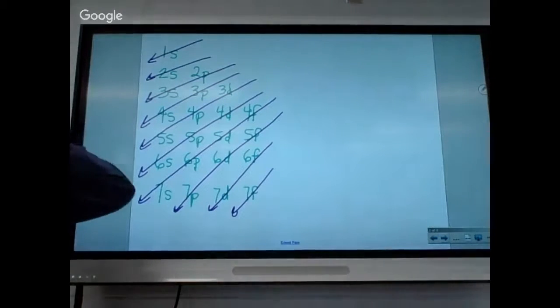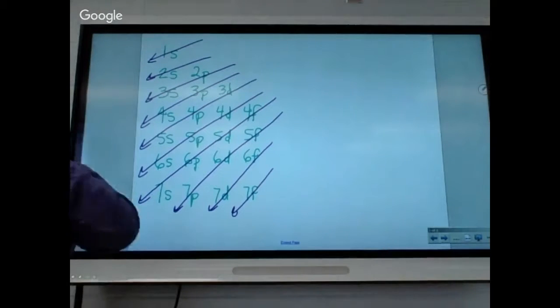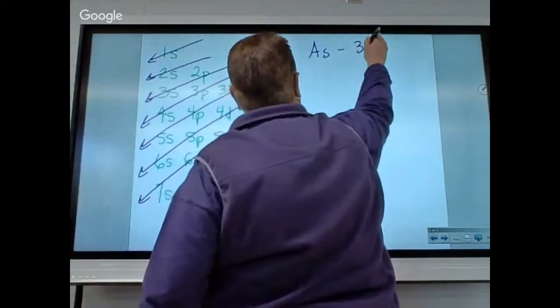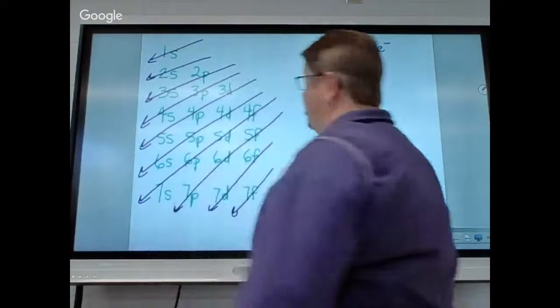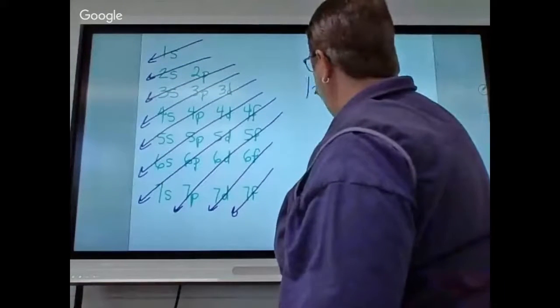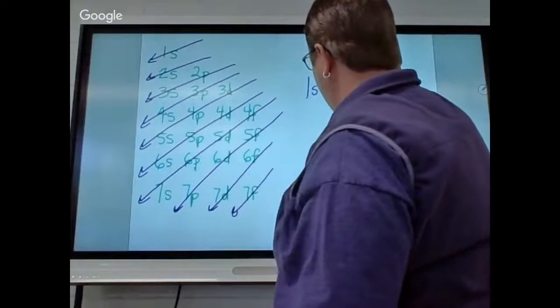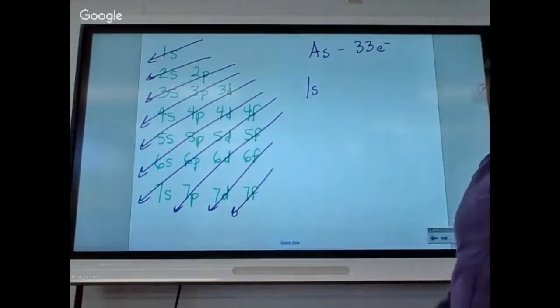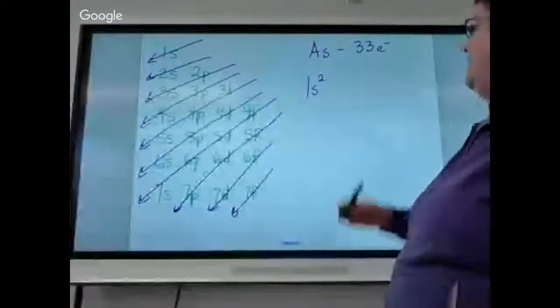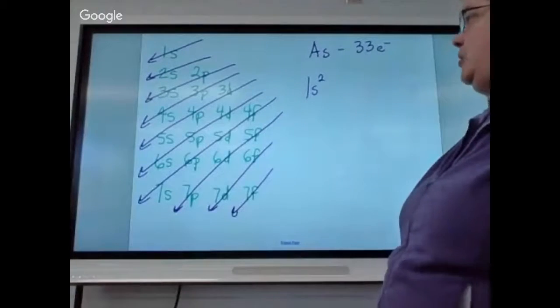All right, so when I look at this, Liliana, arsenic has 33 electrons according to what Salma wrote down, right? Now, when you do an electron configuration, you're just doing total electrons. So in 1s, how many electrons can you put in that S sublevel? 2. So I put a 2 here because it can only have 2 electrons. Now, that's not 33 electrons. So back to my chart.